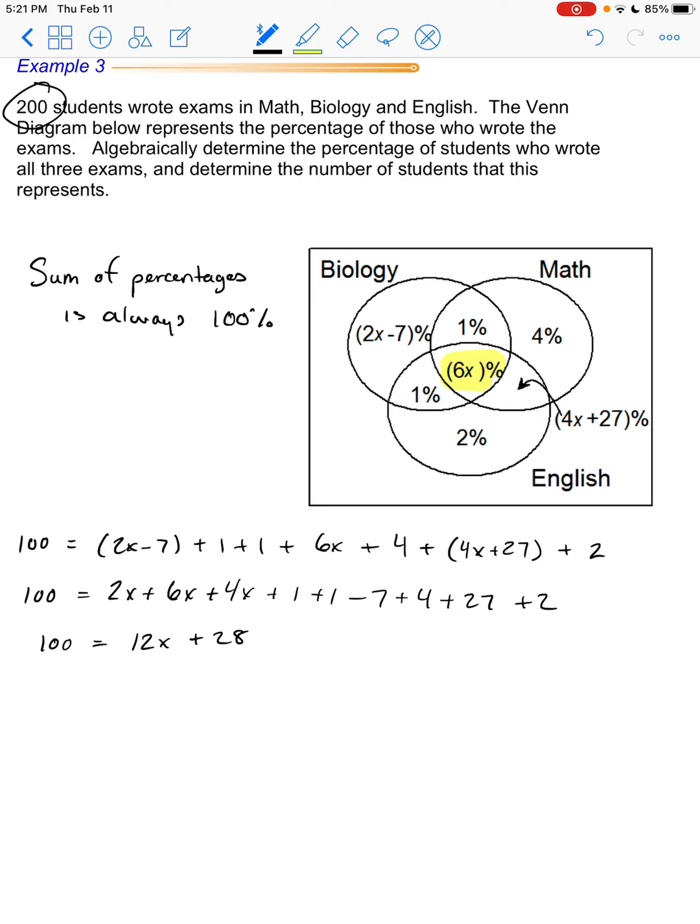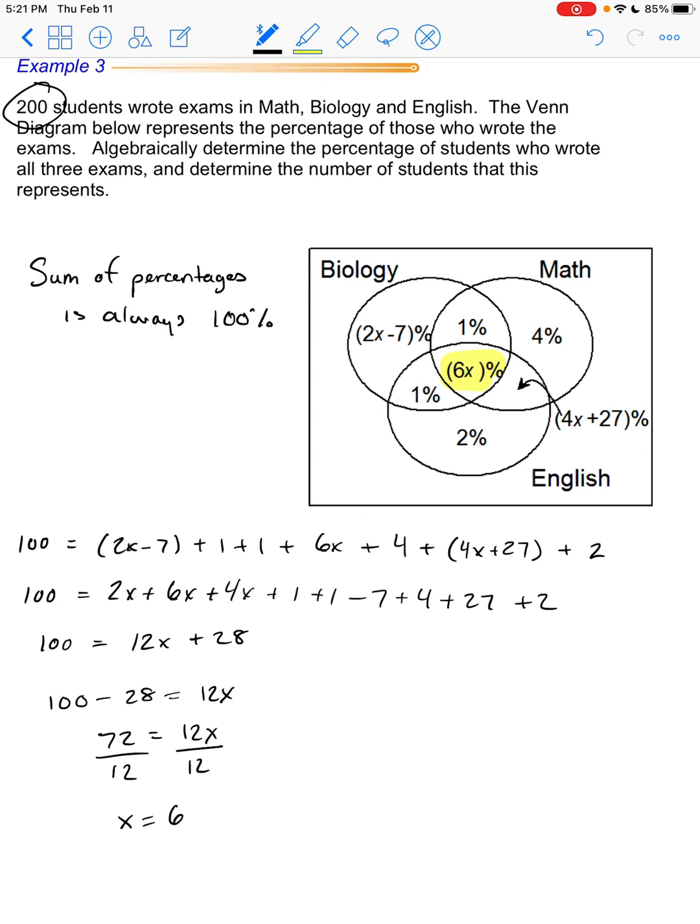So then we'll solve for x. I'll bring my 28 over to the left-hand side. We'll get 100 minus 28 is equal to 12x. So we get 72 is equal to 12x. I'll divide both sides by 12 and get x is equal to 6.